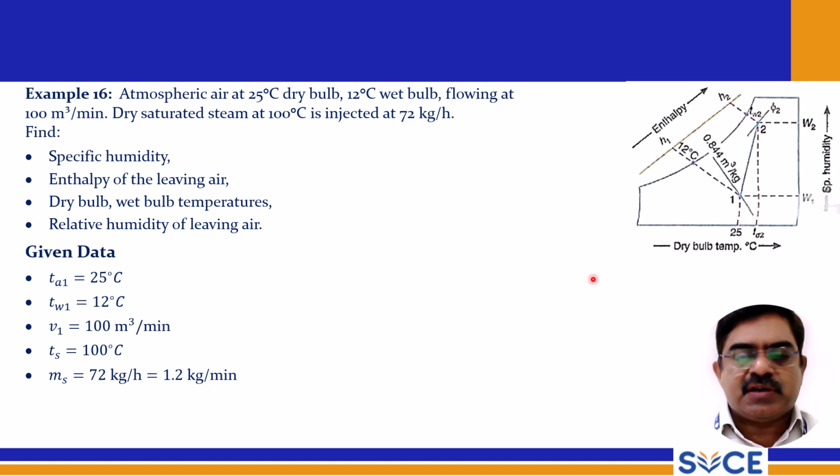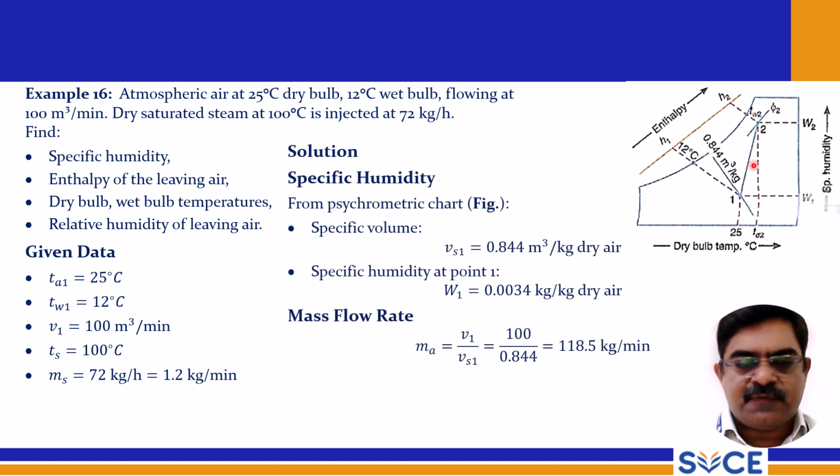So this is the psychrometric chart. The process is happening from 1 to 2, and here the specific volume is 0.844 meter cube per kg, and the wet bulb temperature is 12 degrees Celsius. At the leaving air, TW2 is unknown and we have to find it. This is 25 degrees TA1, and TA2 is unknown and should be found, and relative humidity phi2 we also have to find. These are the parameters we have to find.